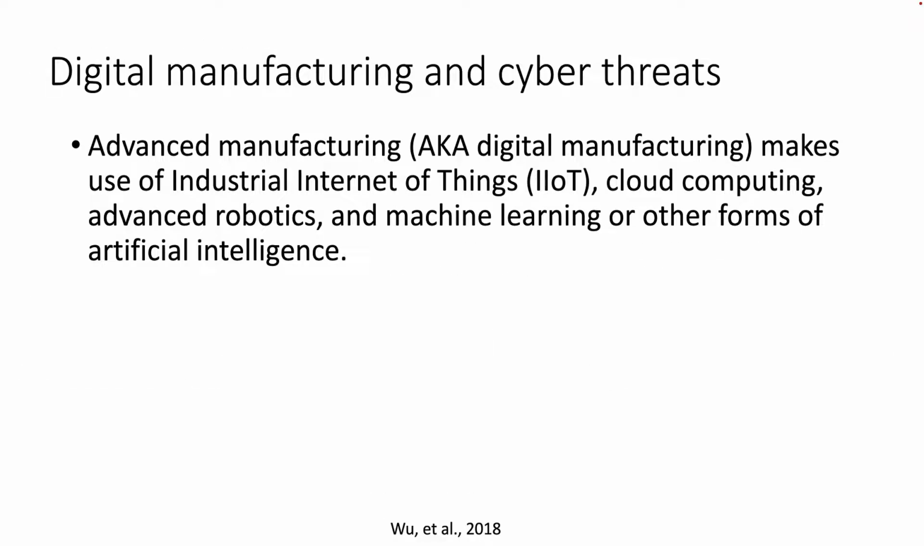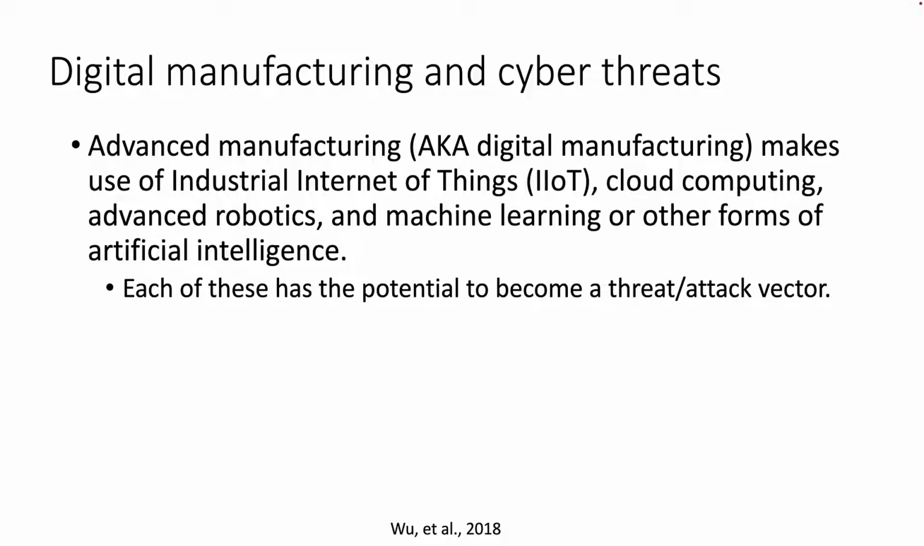So let's delve a little deeper into what makes digital manufacturing unique. Advanced manufacturing makes use of something called the Industrial Internet of Things, or IIoT, cloud computing, advanced robotics, and machine learning, or other forms of artificial intelligence. Now again, I'm not going to define machine learning or artificial intelligence, but I do have a series of videos that discuss in more detail artificial intelligence and machine learning, so I'm going to point you to those if you're more interested in those subjects.